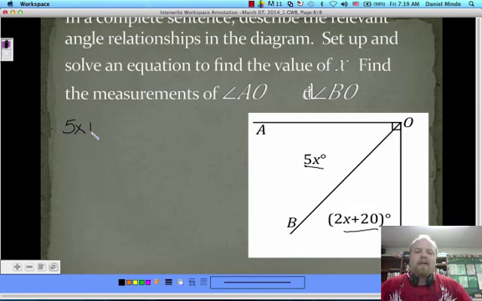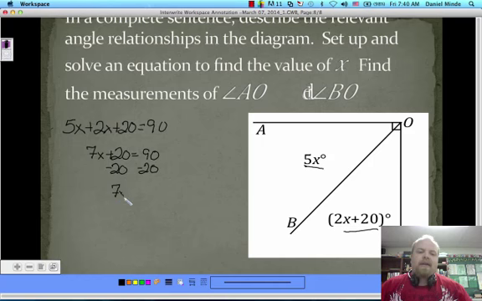So I have 5x plus my next angle, 2x plus 20. That all has to equal 90. Combine your like terms. I have 5x plus 2x, which is 7x, plus 20 equals 90. I subtract my constant first, so I'm going to subtract 20 from both sides. So I have 7x equals 70.